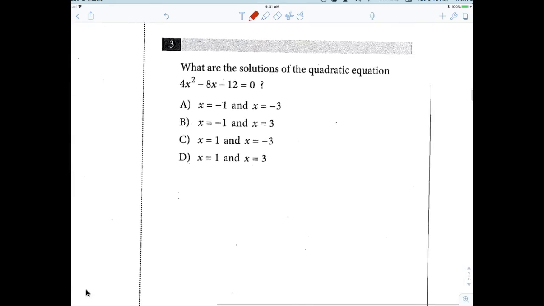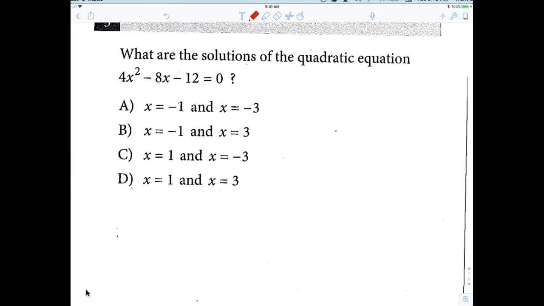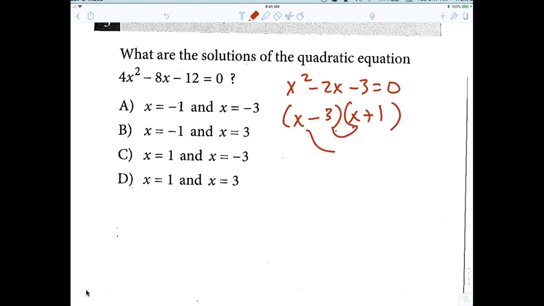Again, the reason why this was hard is because kids did not see that they should have divided by what first? 4. So when you divide by 4, you should have on your paper x squared minus 2x minus 3 equals 0. Then I watched some of you struggle with factoring. Which is okay. Let's practice. X times x, 3 and 1. The only way I can make -2 is if it's -3 and +1. Remember our little smiley faces.